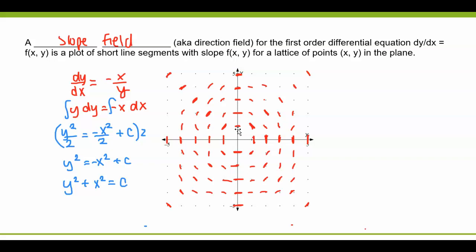And you get y squared plus x squared equals c. And then that c would represent what family of circle values you get. So if c was equal to 2, that would represent a circle of radius square root 2, because this is the equation of a circle. And if you look at your slope field, hopefully you can sort of see that if you picked a point and you followed it along, you would get a circle.